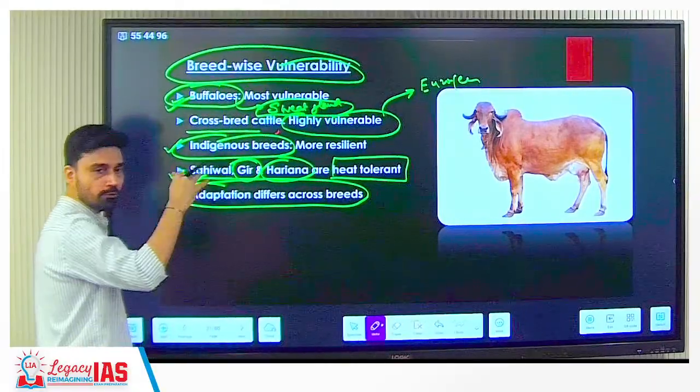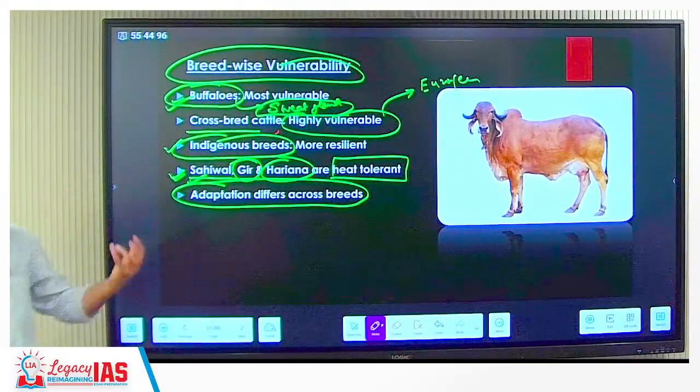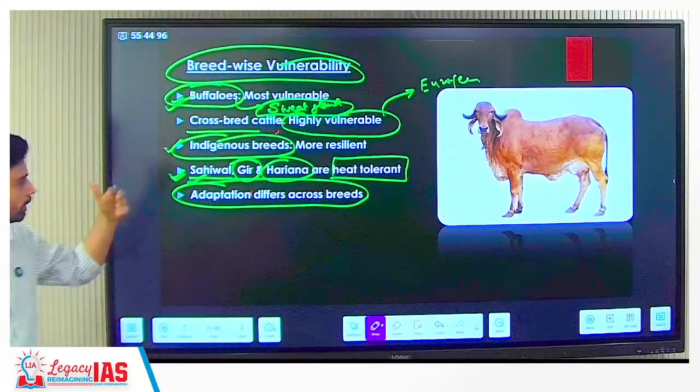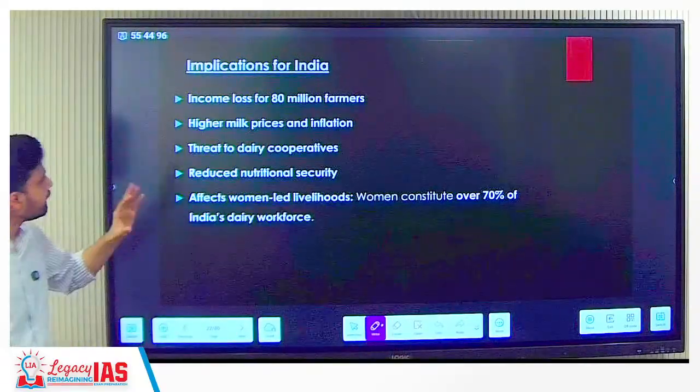It is not the same for every breed of cattle. Buffaloes are more vulnerable. These indigenous breeds of cows are less vulnerable, while the crossbred cows are somewhere in the intermediate range.